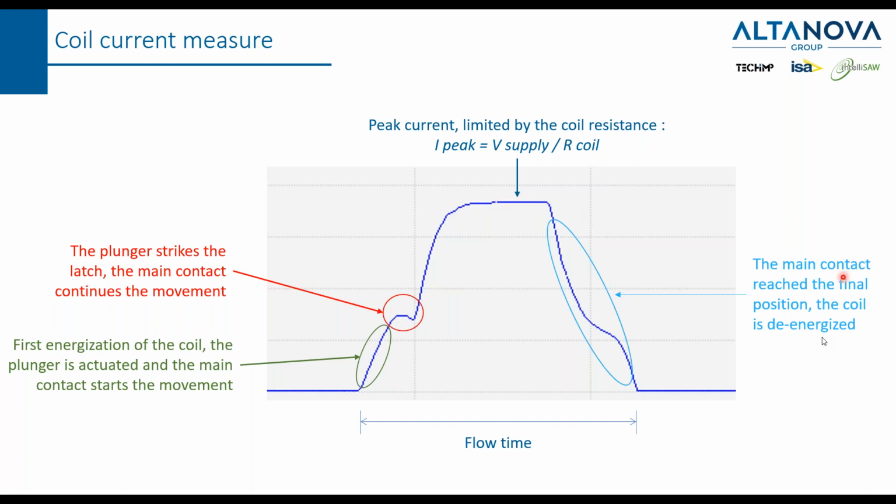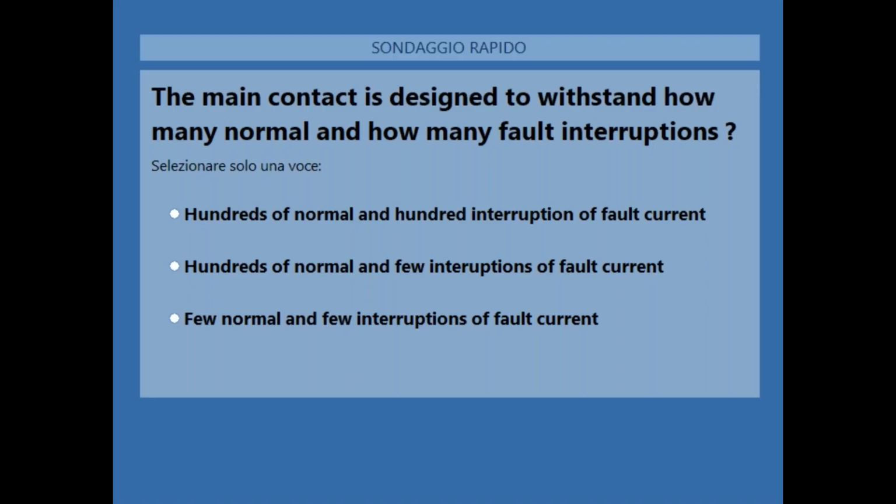Okay, thank you. So if it's okay, I'm going to launch the poll right now. The question is: the main contact is designed to withstand how many normal and how many fault interruptions? Answer A is hundreds of normal and hundreds of interruptions of fault current. Answer B is hundreds of normal and only few interruptions of fault current. And answer C is only few normal and few interruptions of fault current.